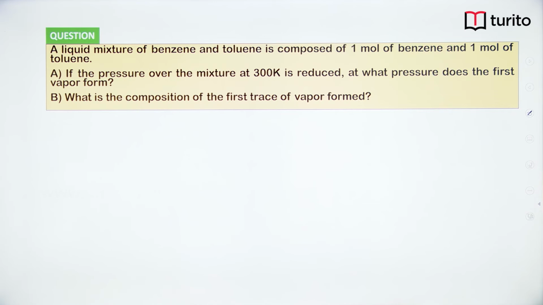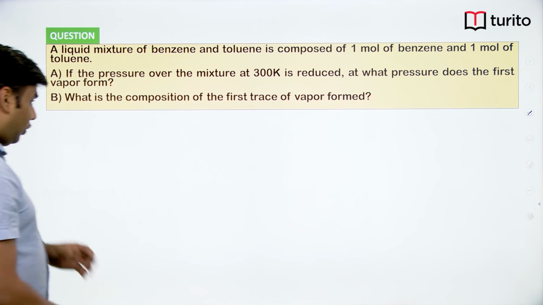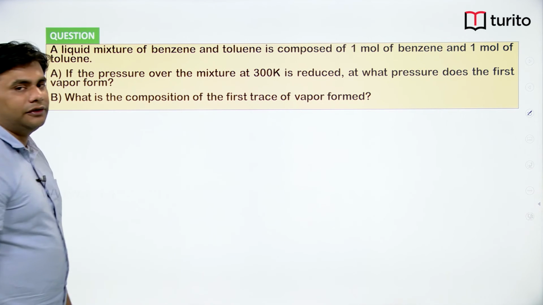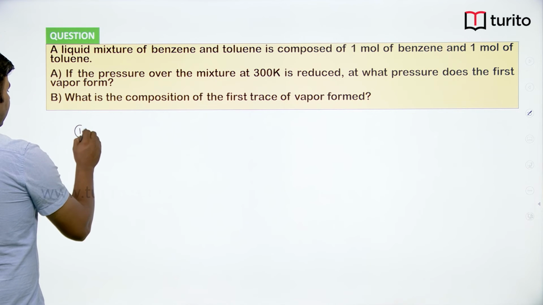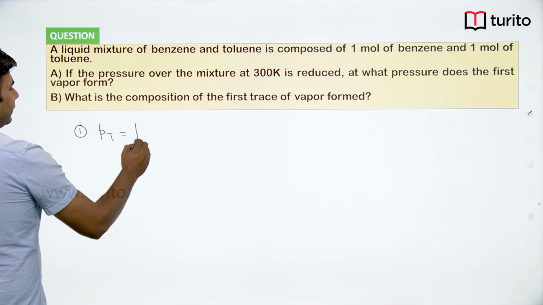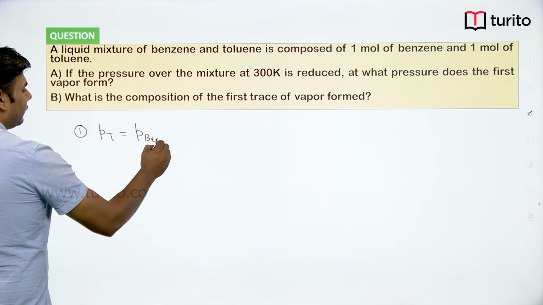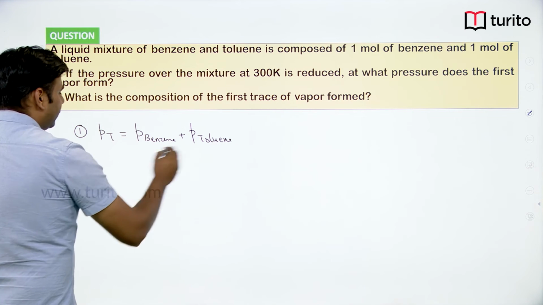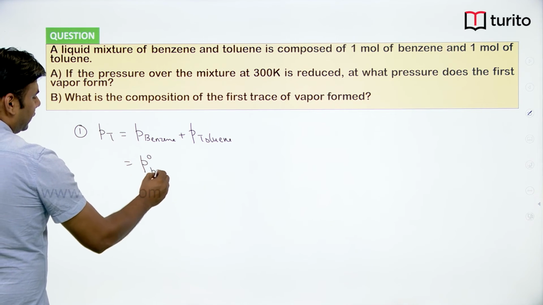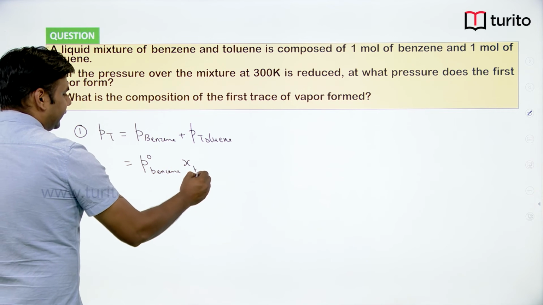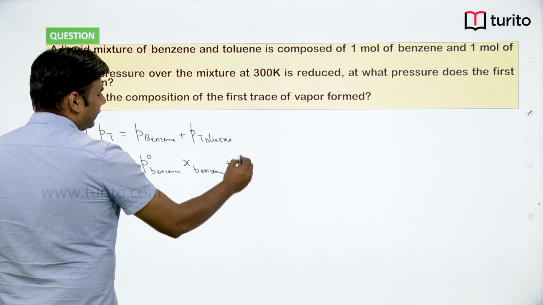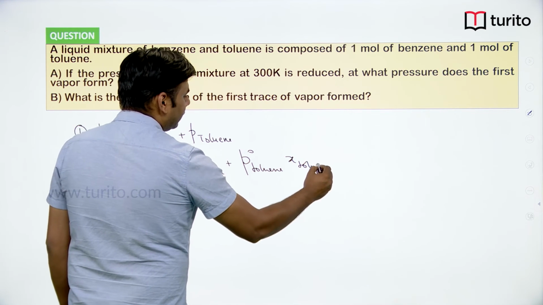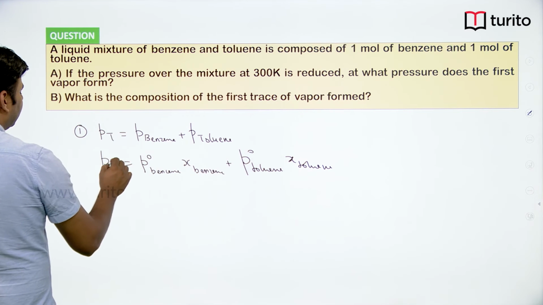So the first question is, if the pressure over the mixture is reduced, at what pressure will the first trace of vapor be formed? That means you are talking about the bubble point. So at the bubble point we know the total pressure is the sum of the partial vapor pressures of both the components. According to Raoult's law, this would be P naught benzene into mole fraction of benzene plus P naught toluene into mole fraction of toluene. So this would be PT.